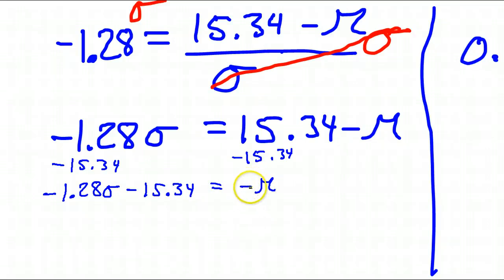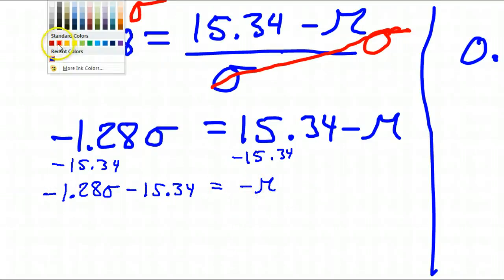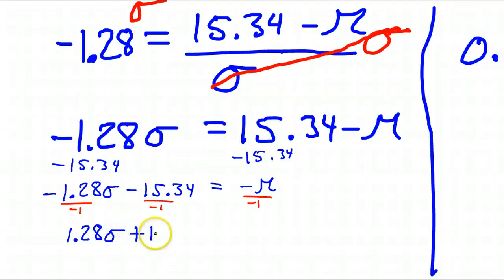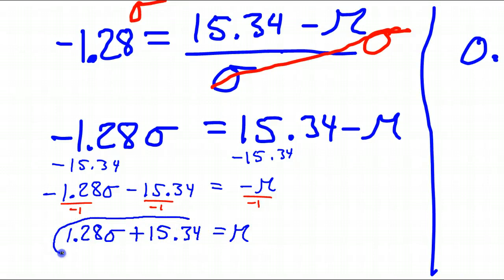Now, we don't want even this negative sign here, so I'm just going to multiply through everything by negative 1, which basically means I'm going to change the sign. Or you could think of it as dividing everything by negative 1 if you want. Maybe that's easier for you guys. But anyway, all the signs are going to change. So I have 1.28 standard deviations plus 15.34 is equal to the mean. Okay, so far so good. Next time I get a chance, I could plug this in somewhere.